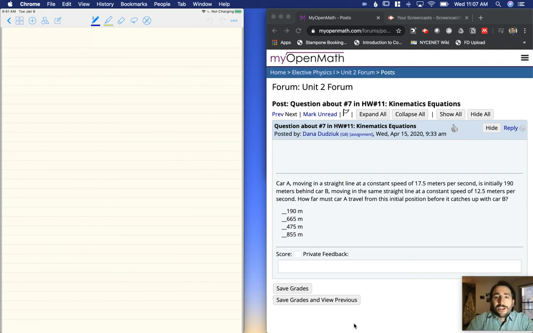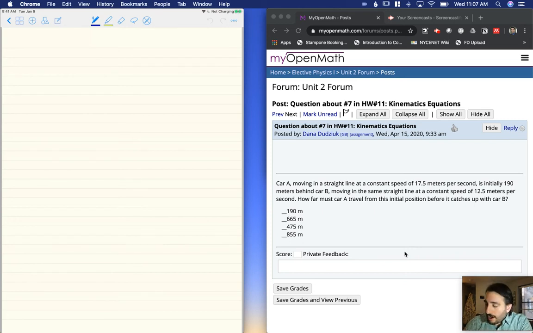All right. So we're taking a look at this question here where we're asked to analyze the motion of two cars. Car A, moving in a straight line at constant speed, 17.5 meters per second, is initially 190 meters behind car B, moving in the same straight line at a constant speed of 12.5 meters per second. How far must car A travel from this initial position before it catches up with car B?